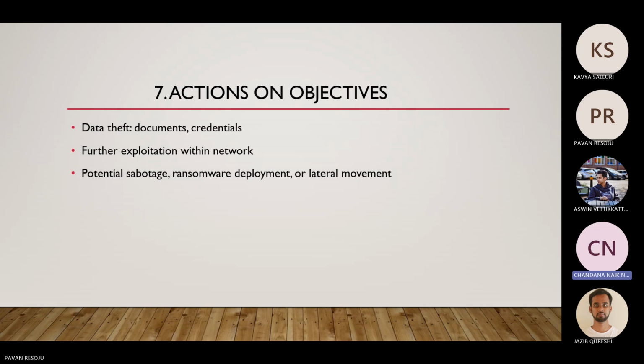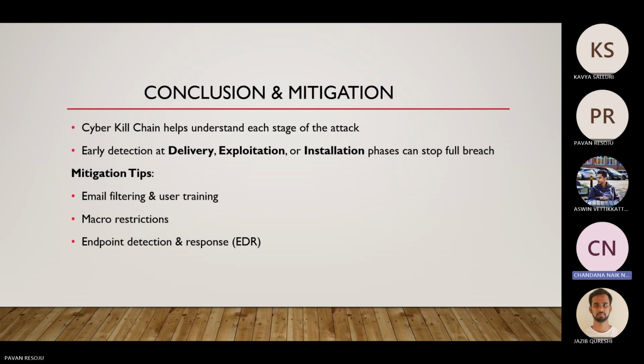The conclusion of this is the cyber kill chain helps us break down and understand each stage of this attack. It also shows where defenders can intervene, ideally before the attacker installs malware. Training users, detecting phishing attempts, and monitoring for unusual activity can stop attackers easily. And the mitigation tips are email filtering, user training, macro restrictions, and endpoint detection and response, EDR.